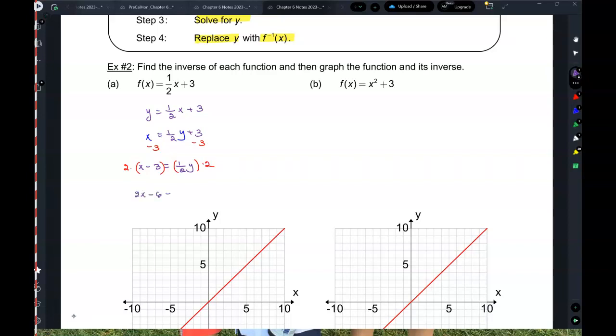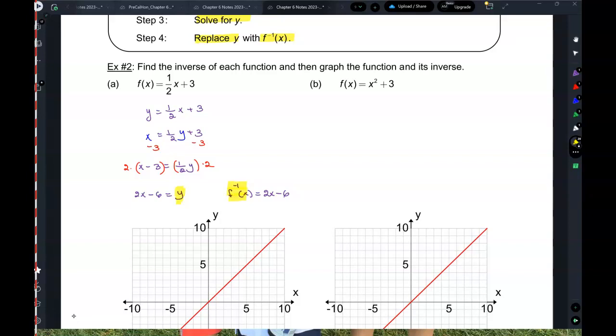2x minus 6 is equal to y. But the last step is rewrite it. So f inverse of x is equal to 2x minus 6. Once you find the inverse, you can't leave it as y. It has to be f inverse of x.